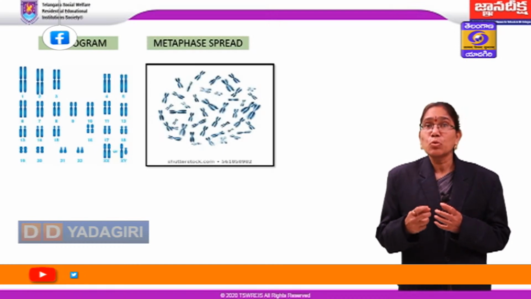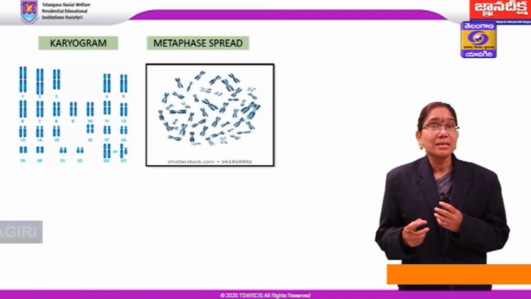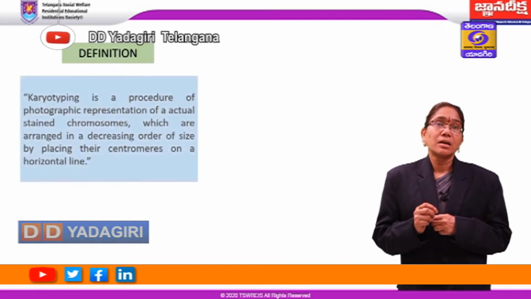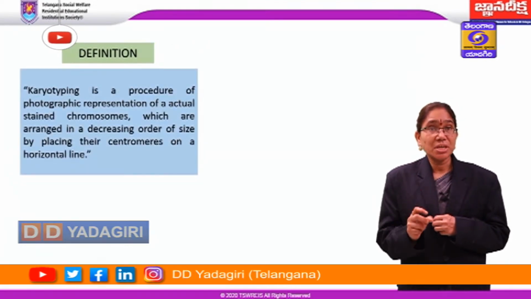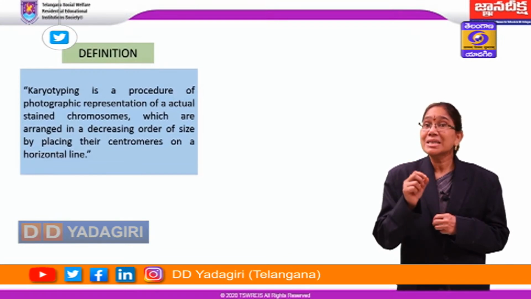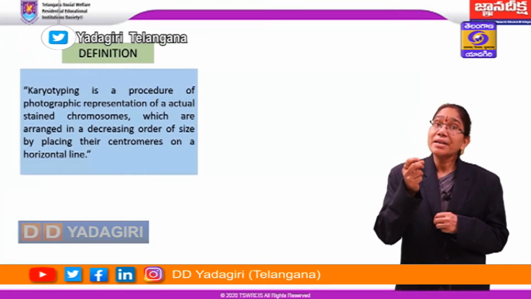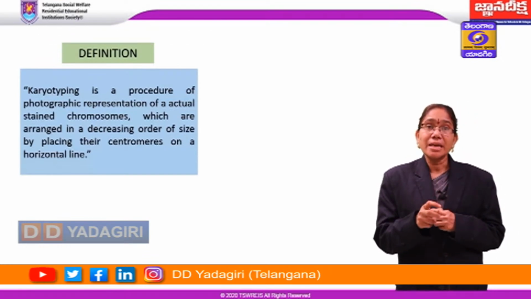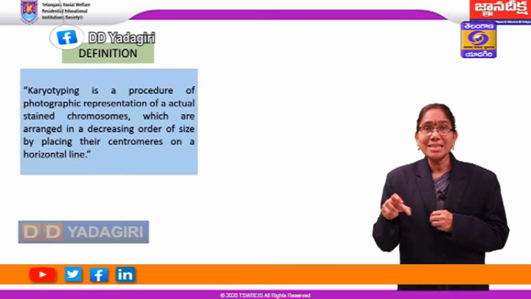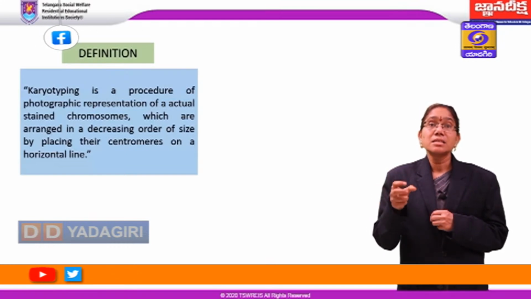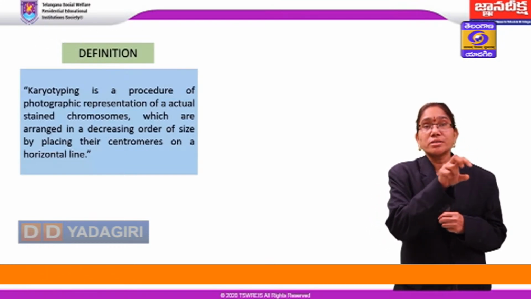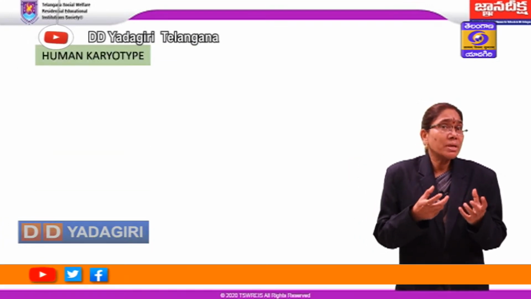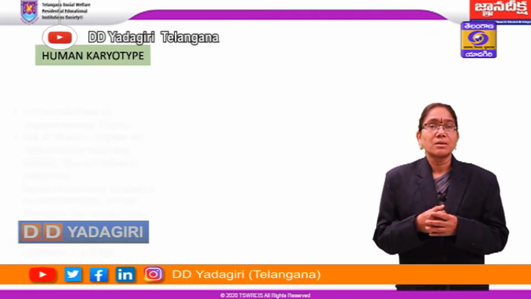Now at this moment we can understand the formal definition of karyotyping. Karyotyping is a procedure of photographic representation of actual stained chromosomes which are arranged in a decreasing order of size by placing their centromeres on a horizontal line. Now let us see a human karyotype, how it looks.